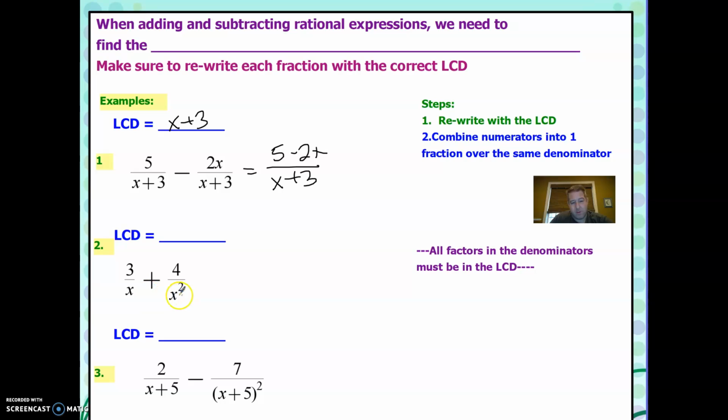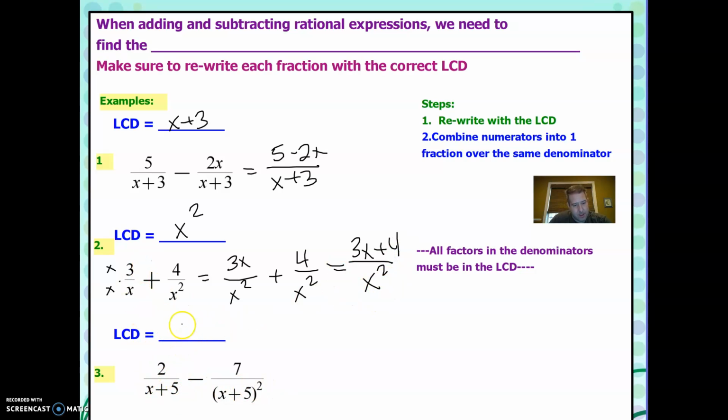On the next one, we have two different denominators. So I'm looking for the smallest thing they can both go into, which is x squared. x goes into x squared x amount of times. So I'm going to multiply both top and bottom by x, which gives me 3x over x squared. And I'm going to add it to the other one. I don't need to do anything because it already is x squared. So times 1 over 1. And now I'm ready to add. So 3x plus 4 over x squared is your answer.